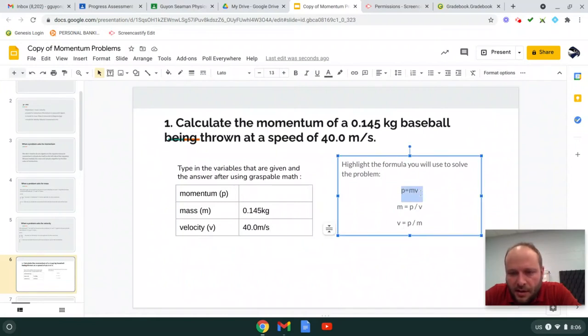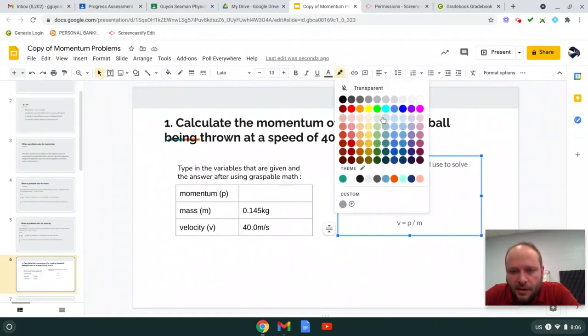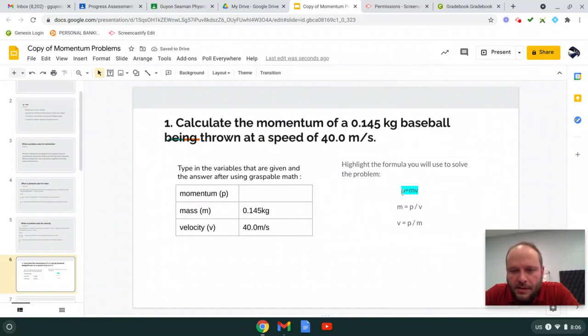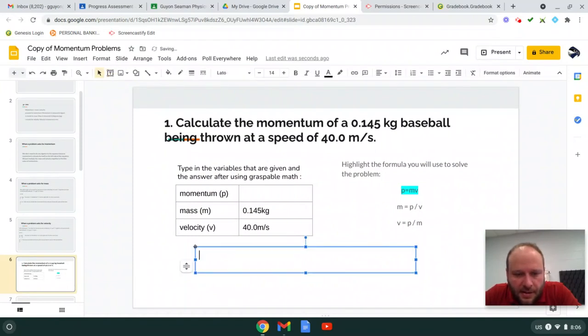So I'm going to highlight that, okay, and come up here and pick a color. It doesn't matter what color it is. It could be any color you want. So there it is. It's highlighted, okay. Next thing I want to do is show my work on how to solve for momentum. So I come up here, there's a text box in the top left corner here. I'm going to click on that. And then I'm just going to go down here at the bottom and click to open up the text box.